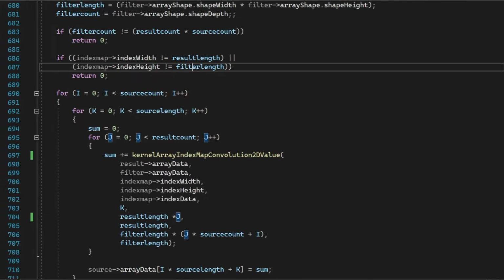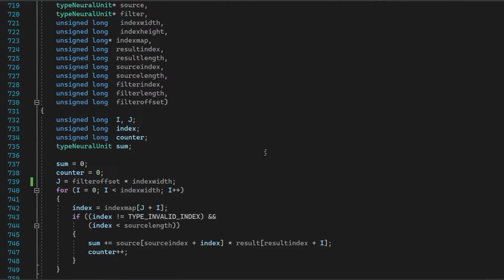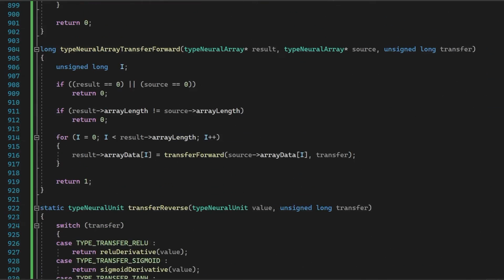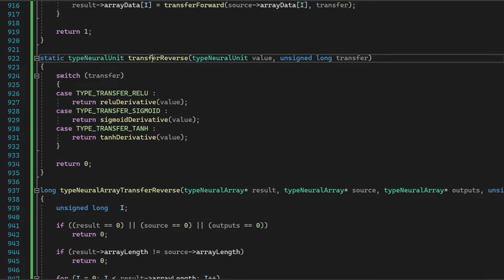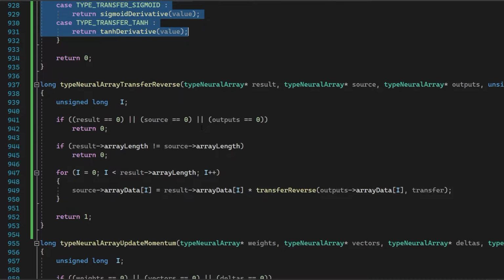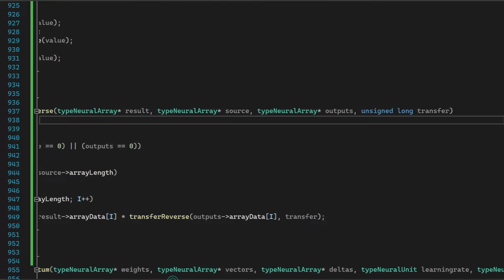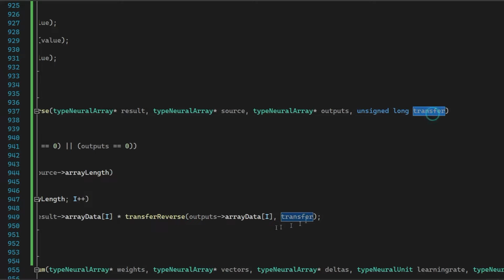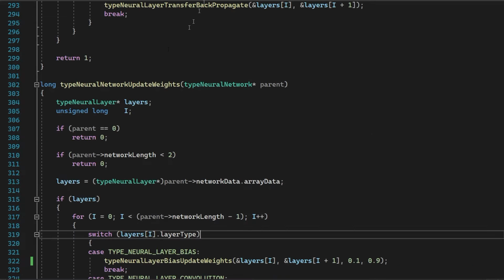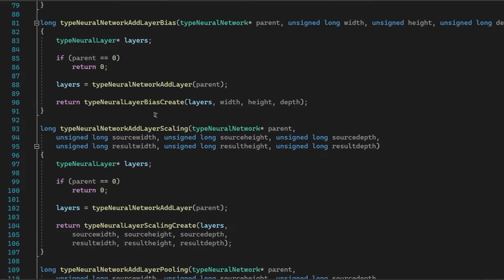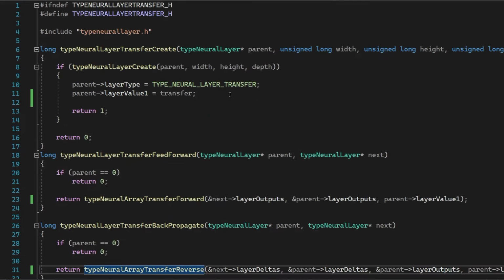It's not working too well yet, but these were the changes that I made. It's nothing really important, just cosmetic stuff. First of all, the transfer function. I put in a transfer function just to group all the transfer functions in the same place. So now when you call the transfer, you just give it which transfer you want and the type, neural network. When you create the transfer layer, you pass in a value and it's stored in layer value 1.